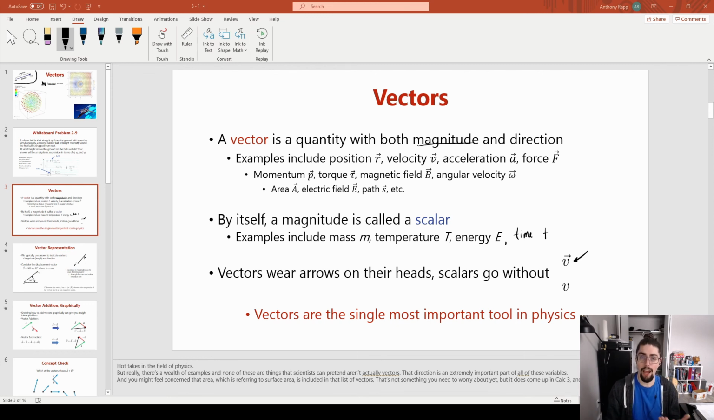Speed is just how fast you're going. It doesn't care about the direction. So if we see v with a hat, that says, hey, this is velocity. If we see v without a hat, that says, hey, this is speed. Does that make sense?